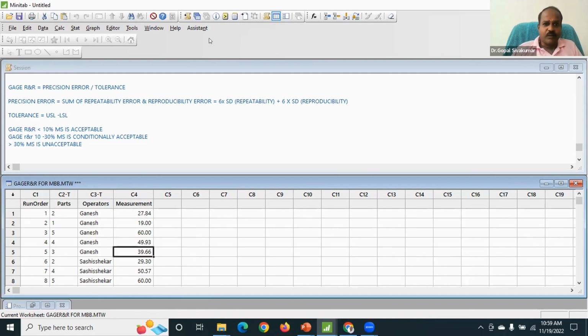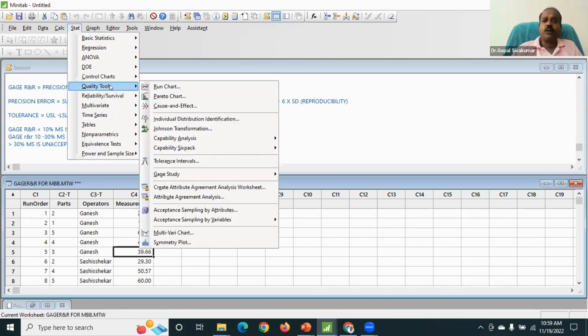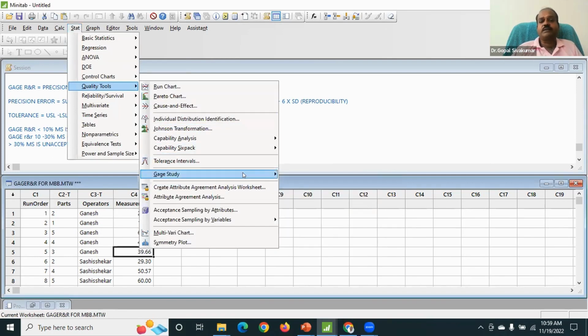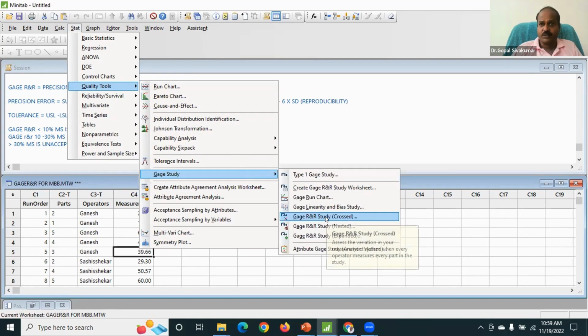And now with all the data, what you need to do is go to Stat, go to Quality Tools, go to Gauge Study, and then go to Gauge R&R Study Crossed. The study is called crossed because the same song is played for all of you. If all of you use the same product during the gauge R&R study, your study is called crossed.